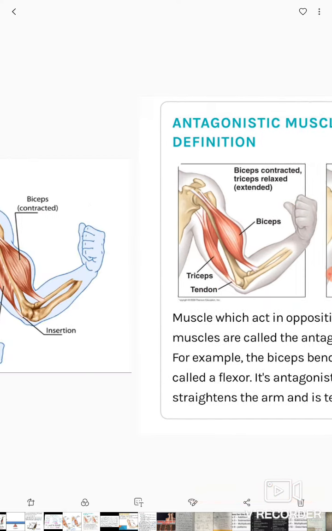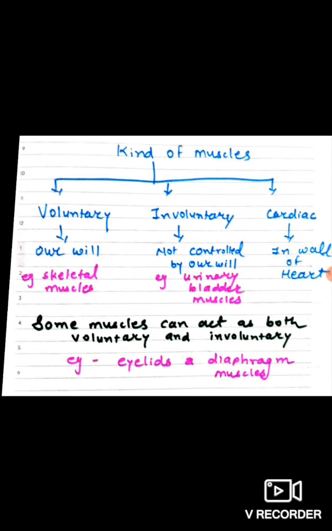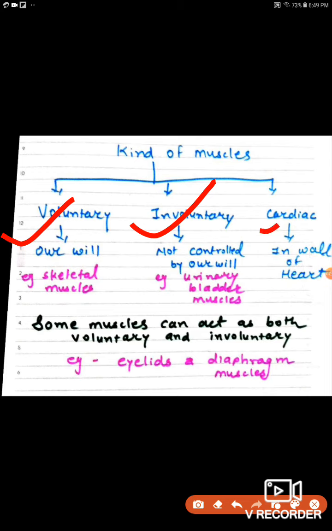Now next topic, kinds of muscles. This is a kind of revision from chapter number 3. As we have seen, there are 3 types of muscles: voluntary, involuntary and the cardiac muscles. Voluntary muscles always work on our will, and the example is skeletal muscles. Second is involuntary muscles. They never work on our will. Many examples were there. Here I have mentioned urinary bladder muscles.